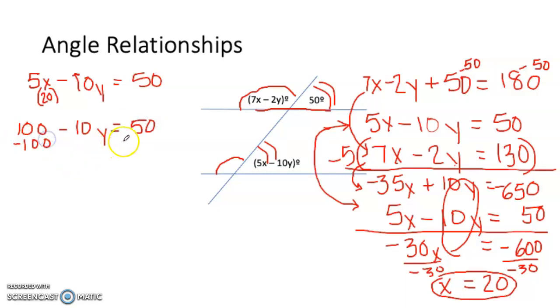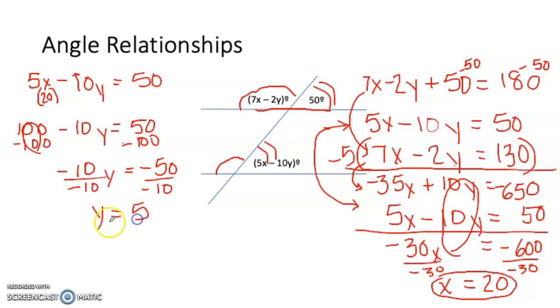Minus 100, so negative 10y equals negative 50. Divided by negative 10, and y equals 5. Now I have an x and a y. I can write that as 20, 5, or I can circle each individual answer.